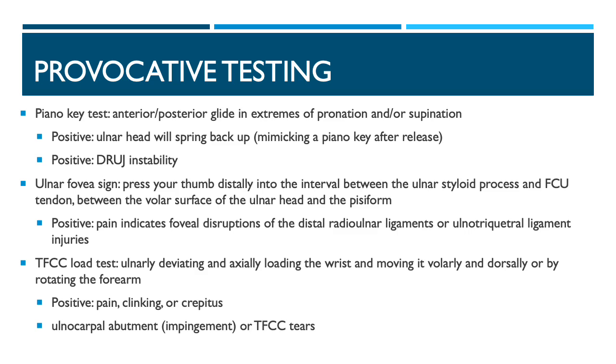The TFCC load test is when you ulnarly deviate and axially load the wrist by moving it volarly and dorsally or by rotating the forearm. A positive test would be painful. You might have some clinking or clunking or some crepitus. This can indicate ulnocarpal abutment or impingement or TFCC tears.